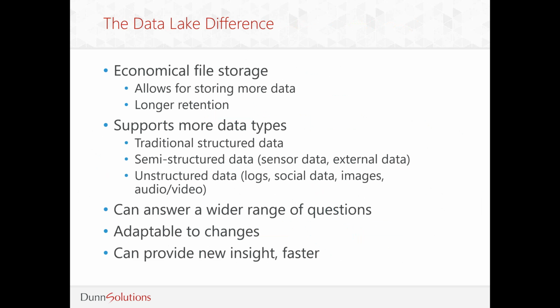Also, a data lake supports more types of data. It can do traditional structured data, it can do semi-structured data. We talked about sensor data. We talked about external data coming in from vendors. Some of this may be high velocity data. Some of this may not be. You may get batch every so often, but those would be huge files. And then we talked about unstructured data.